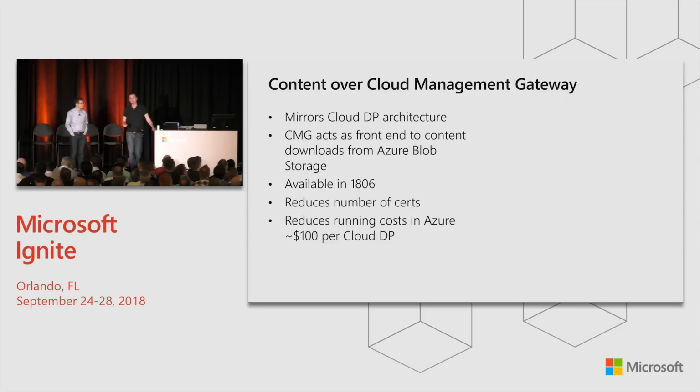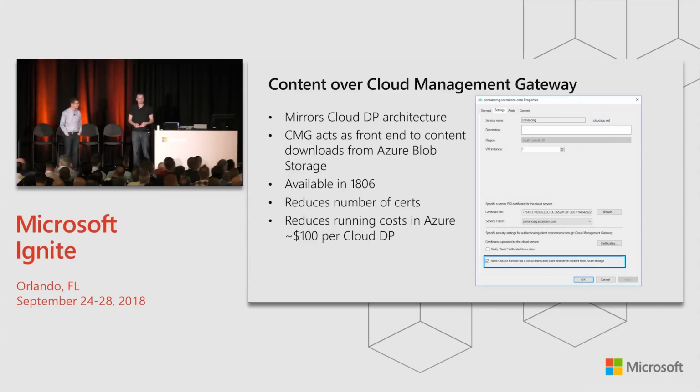In 1806, we added a functionality so that the CMG, the Cloud Management Gateway, can function as the Cloud Distribution Point. And this acts exactly the same as that architecture that I've just described. The CMG is just the front end to that Azure Blob Storage. Crucially, this reduces the admin effort for you to deploy cloud services in SCCM, reduces the number of certificates that you need, and it also reduces the cost of running those cloud services by a fairly negligible amount, but $100 is $100. So there is an uptick of reducing your infrastructure costs in Azure.